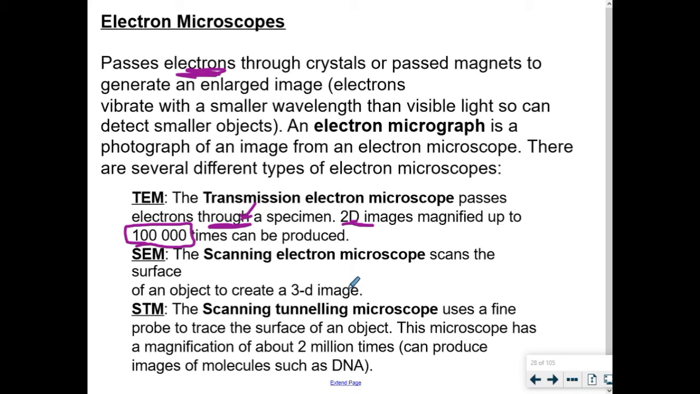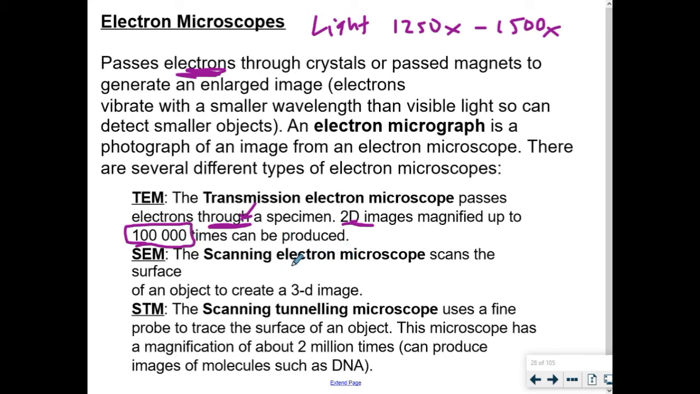What was the limit of light microscopes? Remember what light microscopes were able to do? It was a 1250 to about 1500 times zoom. The transmission electron microscope now lets you go to 100,000 times more zoomed in. That's incredible. That's way more zoom, with the resolution you need to be able to see things.